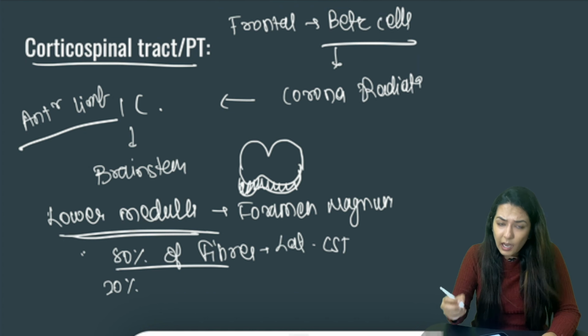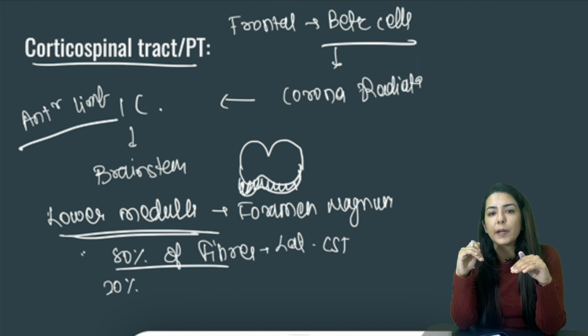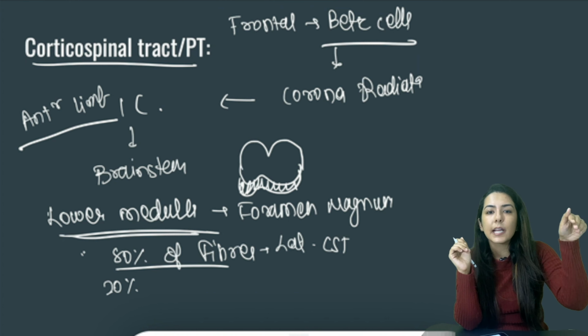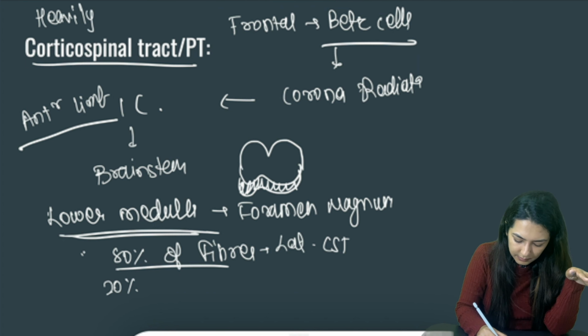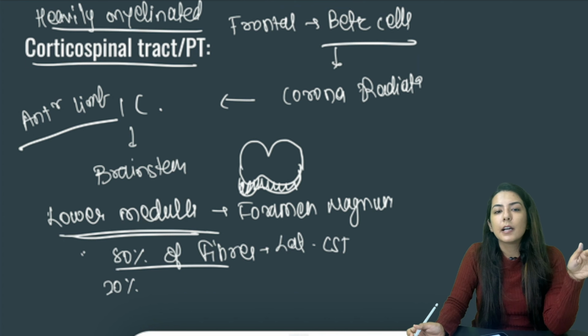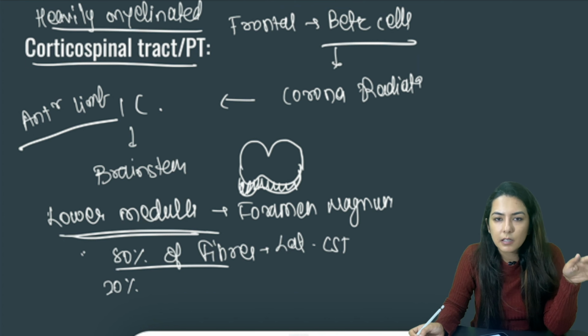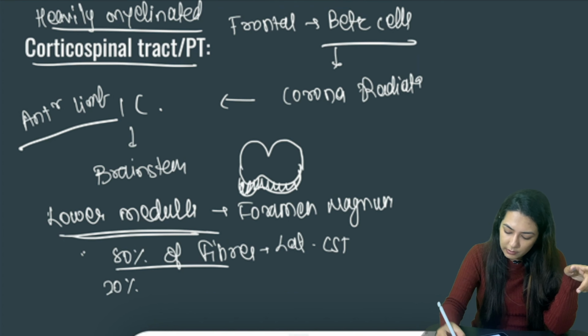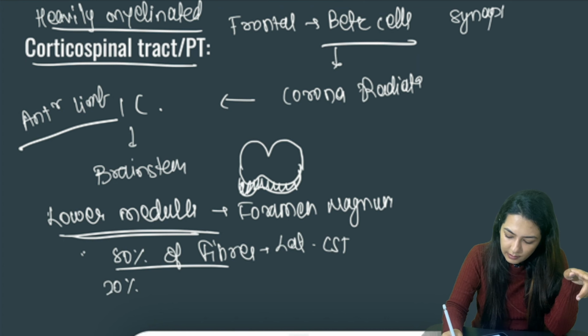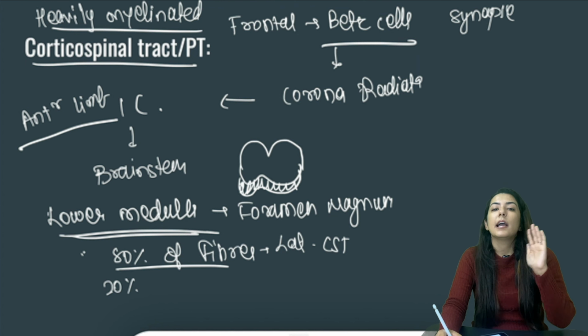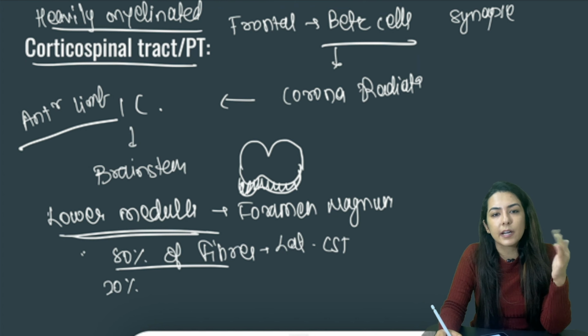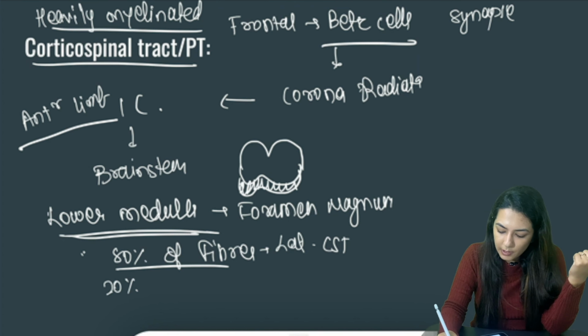After crossing, most of the corticospinal tract will travel in the lateral part of the white matter of the spinal cord. Again, these are heavily myelinated neurons. Then they are going to synapse with, I told you, the dorsal horn and dorsal root are part of the sensory system. The anterior horn and anterior root, or ventral horn and ventral root, are part of the motor system. So they will synapse with the anterior horn cell.